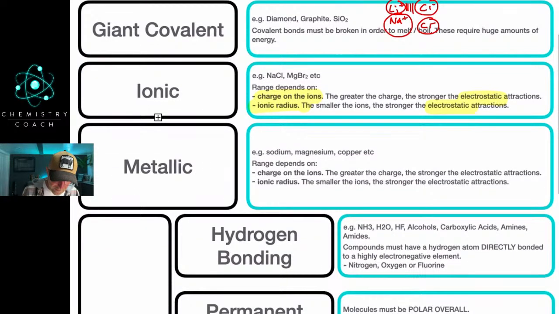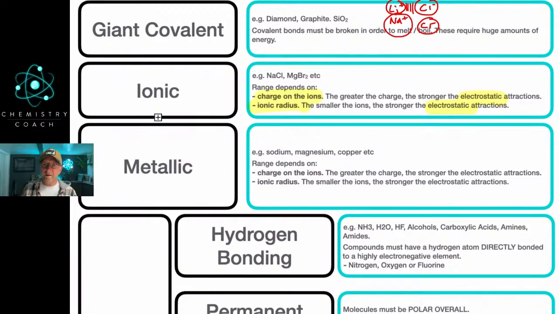So, metallic bonding. For example, sodium, magnesium, copper, of course. Now, how do we look at those ranges? Again, because we've got a massive range of melting and boiling points for metals. We're just looking at pure metals here from our periodic table. We're not talking about alloys or anything because that's not in the spec. We don't need to know about that in terms of melting and boiling points.